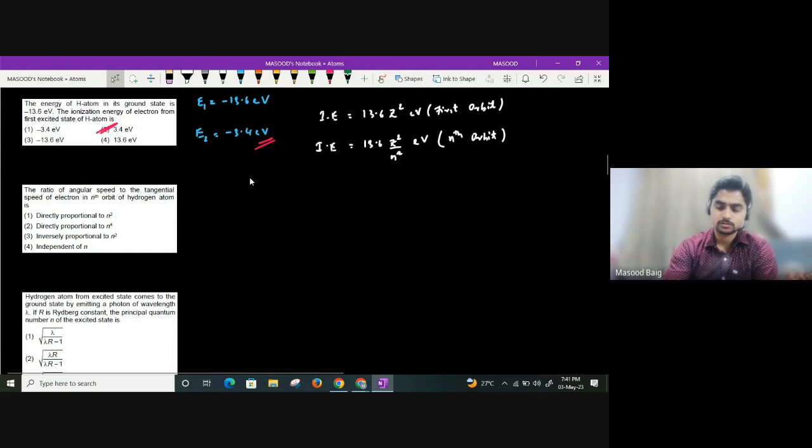Let us talk about the next question. They're asking us to find the ratio of angular speed to the tangential speed of the electron in the nth orbit.